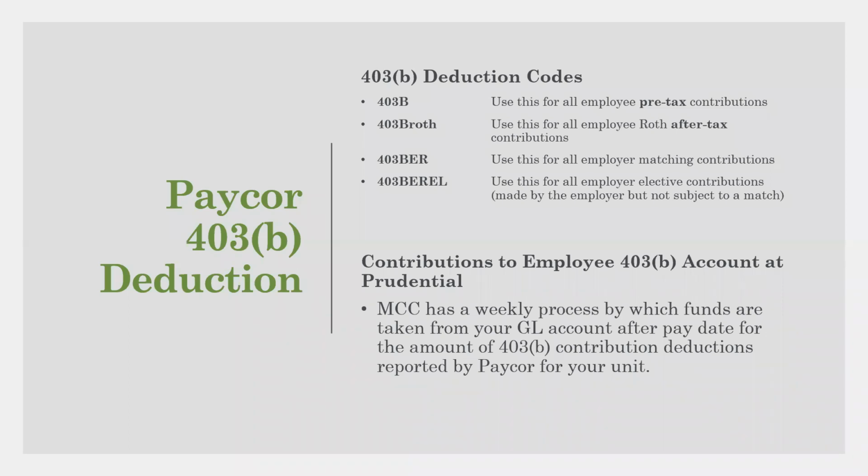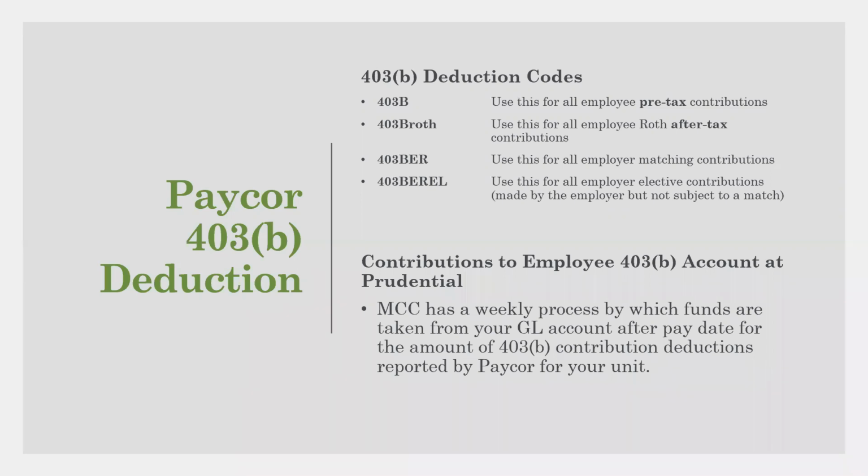So say once a year you want to do a $100 contribution to the employee's 403B, regardless of what the employee may be putting in. That's an elective contribution. So once you get the contribution codes in and the deductions start coming, we have an automated way to get that money from your account over to Prudential.